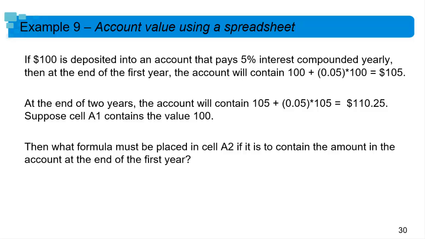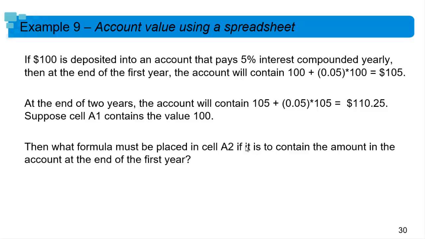So for instance, if you wanted to use that idea with something that makes a little bit more sense other than just creating Fibonacci numbers, if you wanted to look at how much money would I have in an account after a certain amount of time, if you deposit $100 into an account that pays 5% interest compounded yearly, then at the end of the first year, the account would contain $100 plus 5% of $100, which would be $105. At the end of 2 years, the account would contain 105 plus 5% of 105, and that'd be 110.25. So how can you create a formula that does that for you? If you just put $100 in cell A1, how do you make A2 give you this 105?